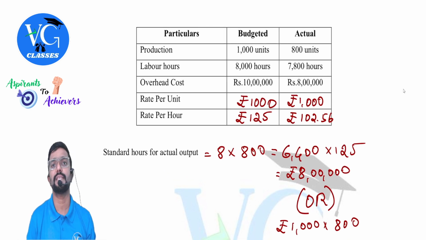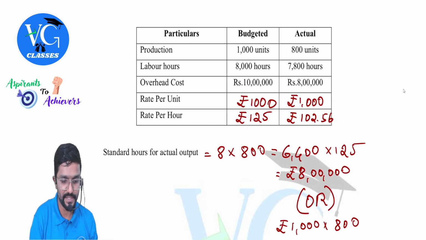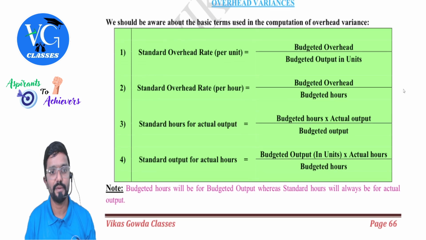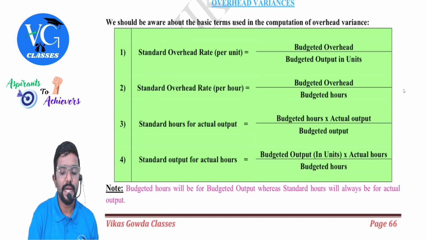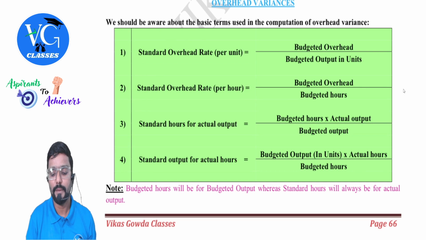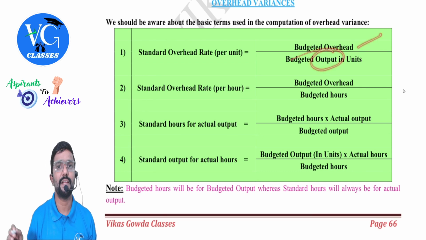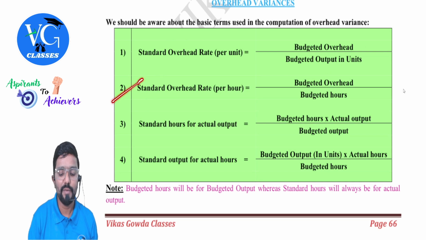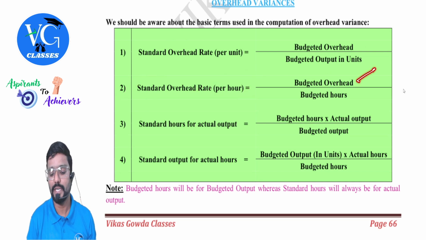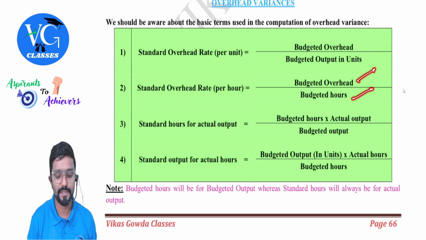Hope you understood. So these are some basic calculations which you have to keep ready first. Then you apply the formulas and calculate the variances. So I have given here, you can see standard overhead rate per unit. How do you calculate? Budgeted overhead divided by budgeted output. Then standard overhead rate per hour, how do you calculate? Budgeted overhead divided by budgeted hours.